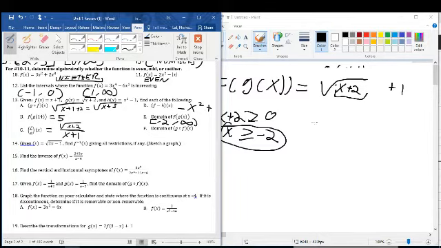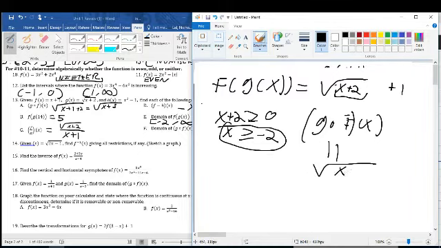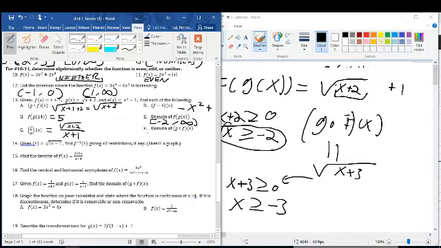Then the domain of g of f of x is the square root of x plus 3, so you have x plus 3 must be greater than or equal to 0, x must be greater than or equal to negative 3. So when x is greater than or equal to negative 3, you just have the domain from negative 3 to infinity.